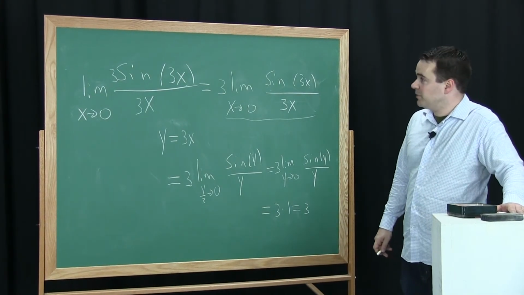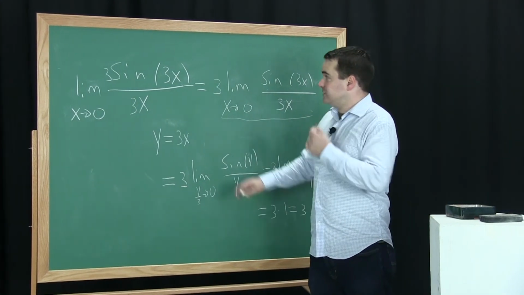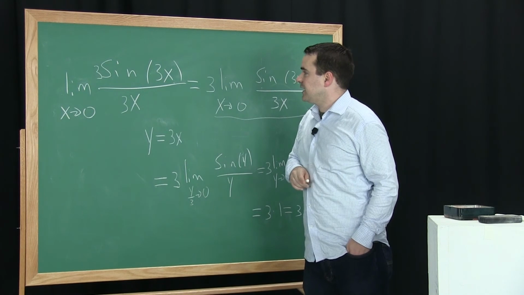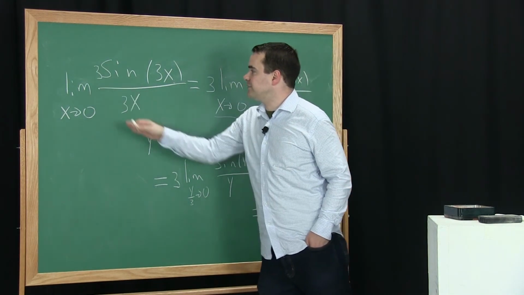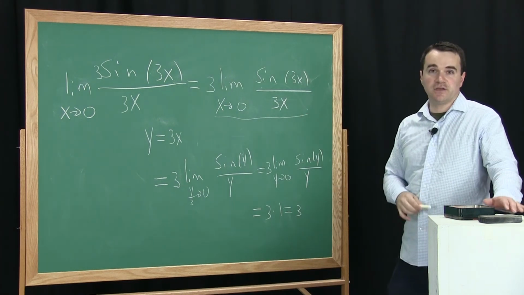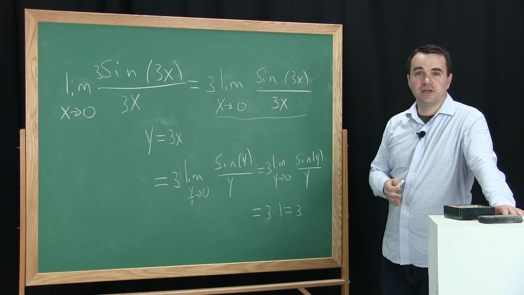That's how to do that problem. And the idea is a change of variable, setting y equals 3x, and then doing this trick of multiplying by 3 over 3 to also get 3x on the denominator there. Then you can calculate the limit as usual.